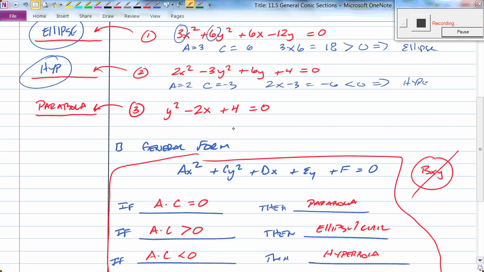And lastly, what is the value of a? It's the thing in front of the x squared term. Oh, 0. There is no x squared term. Very good. And c is equal to what? 1. If I take the product of 1 times 0, I actually get 0, which implies parabola.